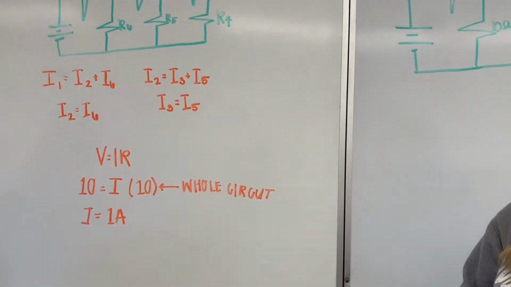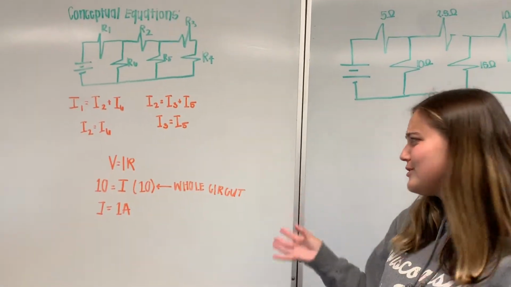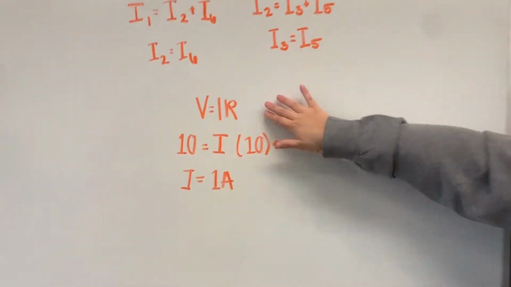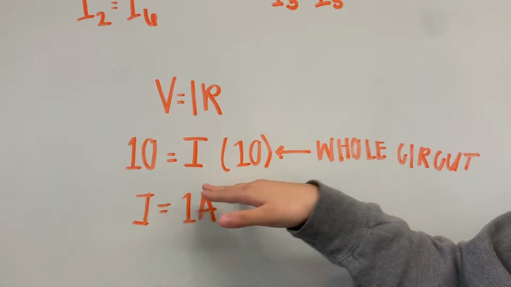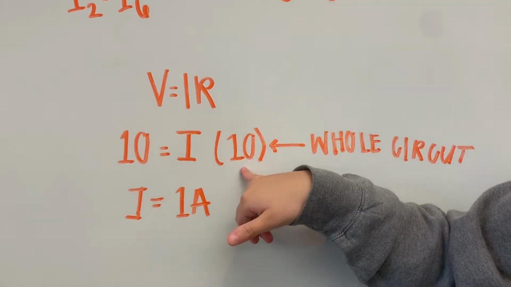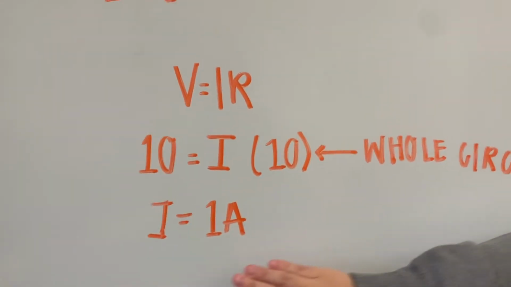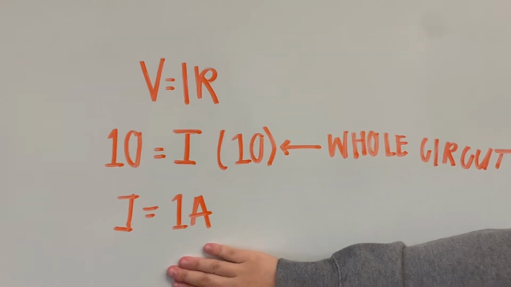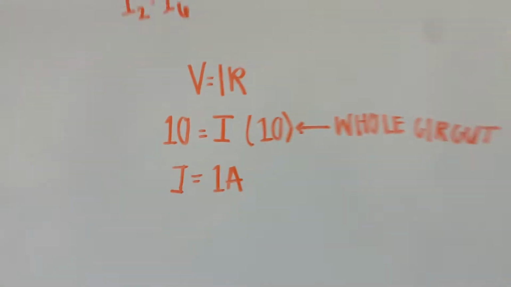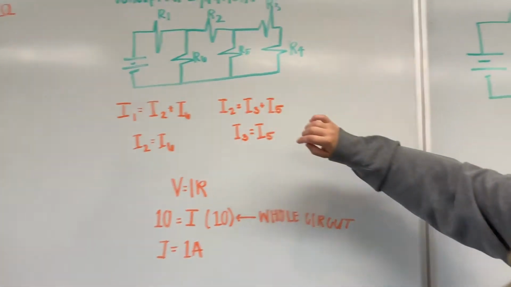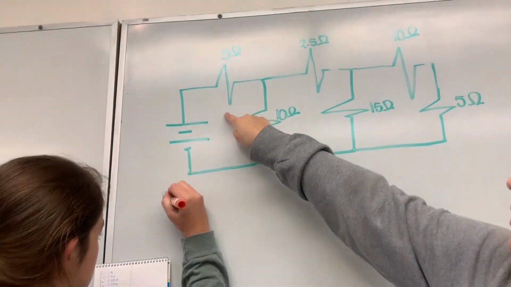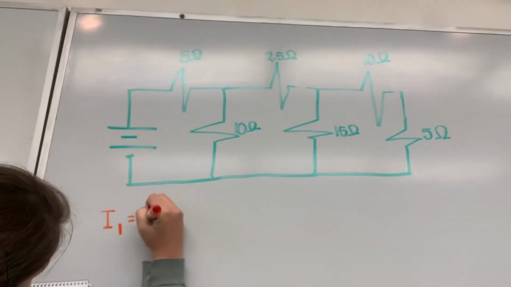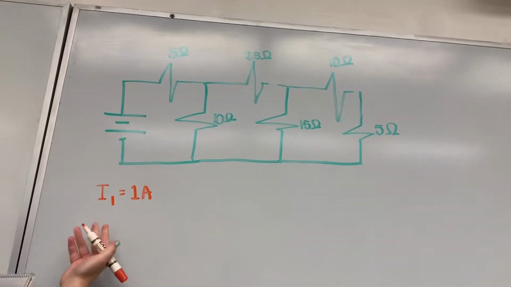So then when we look back at our total circuit, we know that V equals IR. The voltage is 10 and our whole circuit resistance from our last problem is also 10, so that would equal 1 amp of current going through. Because we're starting out in series, we can see that this one will have a current of 1 amp going through it.